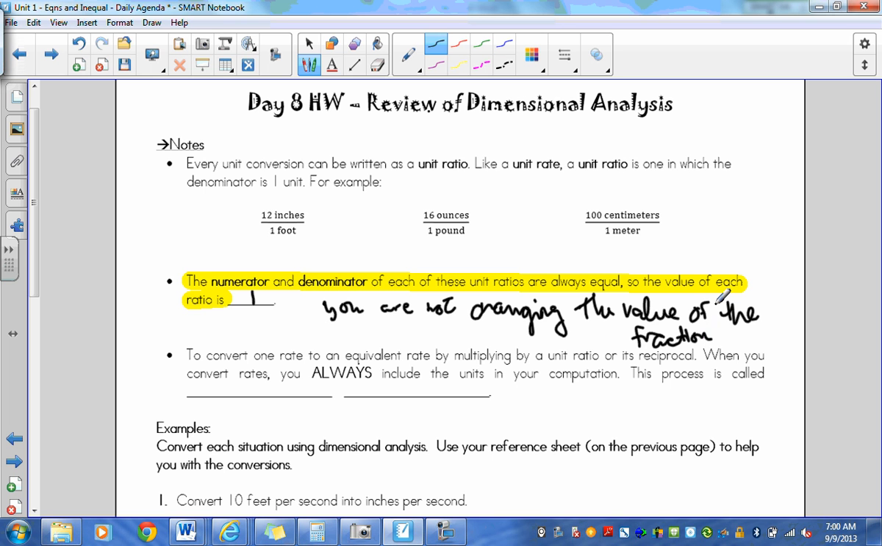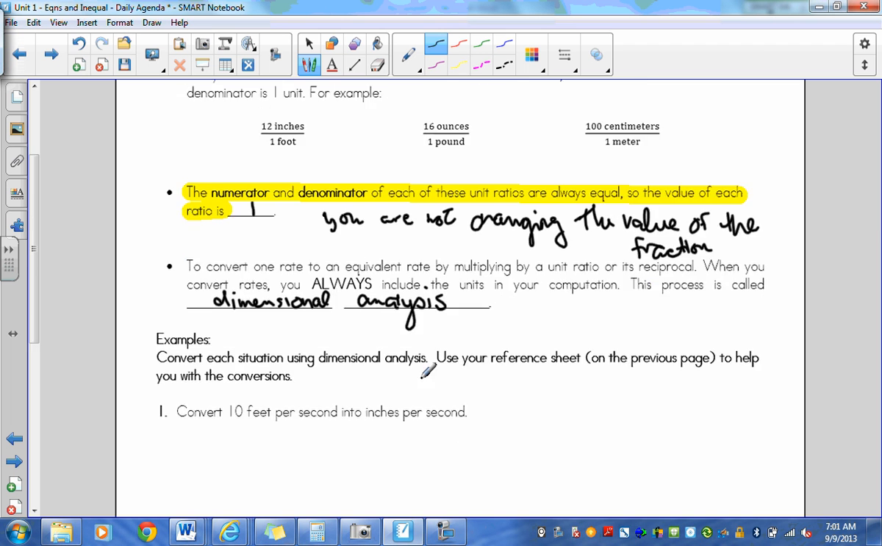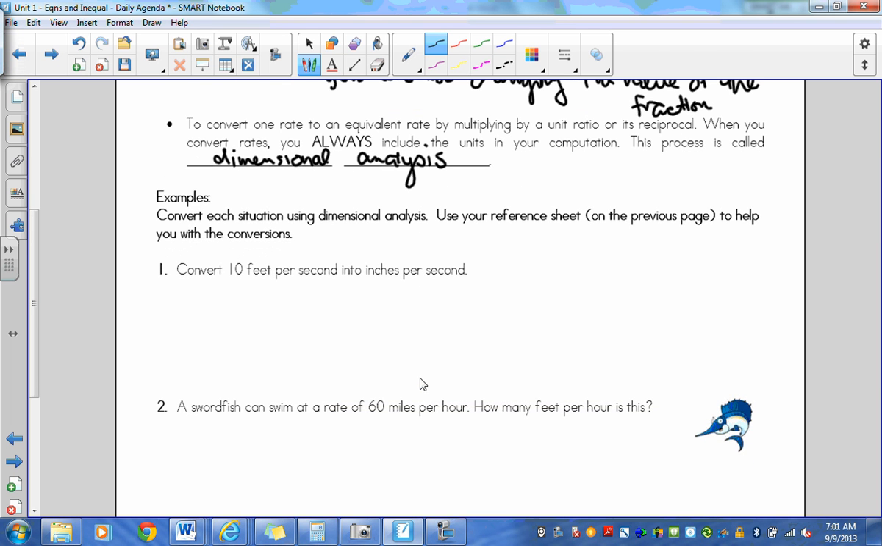Okay, so how do you do this? To convert one rate to an equivalent rate by multiplying by a unit rate or its reciprocal, when you convert rates, you always include the units in your computation. This process is called dimensional analysis. This was one of the hardest things we did last year, and we did it right at the beginning of the year. Alright, convert each situation using dimensional analysis. Use your reference sheet on the previous page to help you with conversions.